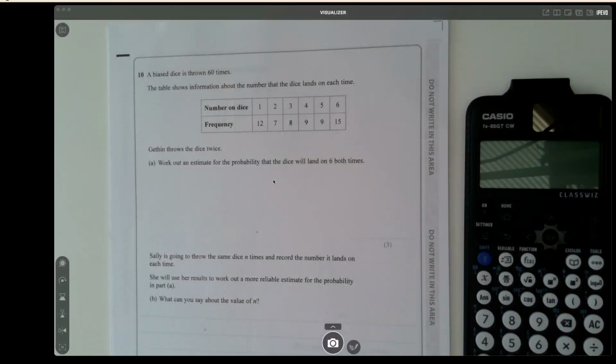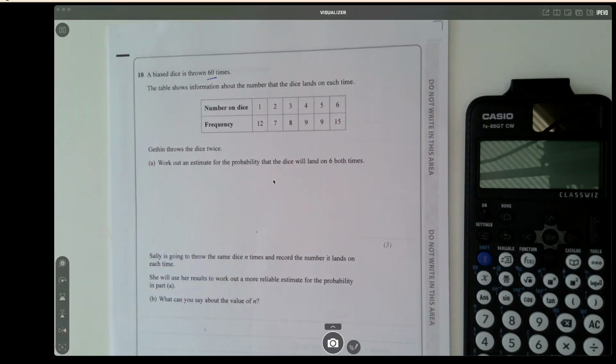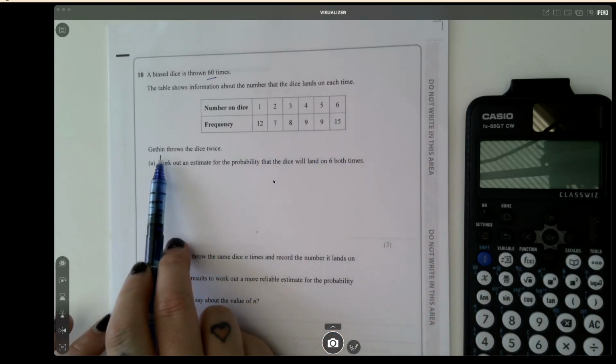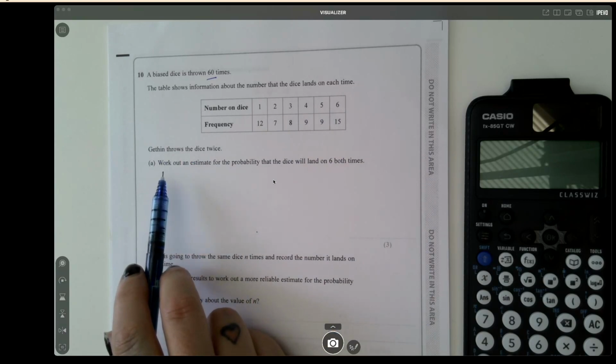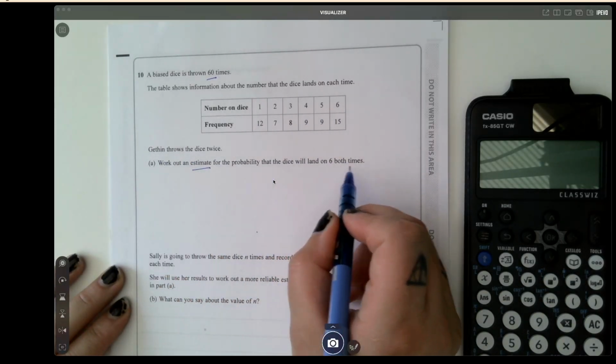Question 10. A biased dice is thrown 60 times. The table shows information about the number that the dice lands on each time. So we've got the number on the dice and the number of times that it lands on this number. Gethin throws the dice twice. Part A, work out an estimate for the probability that the dice will land on 6 both times.